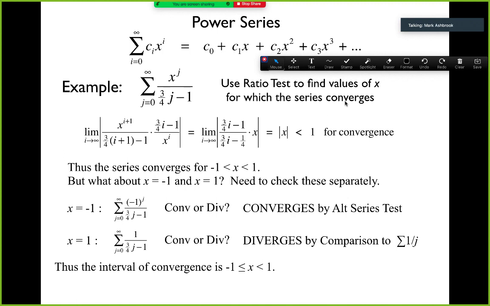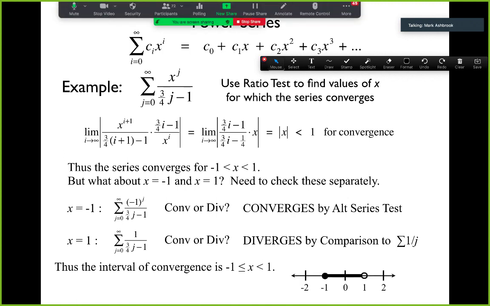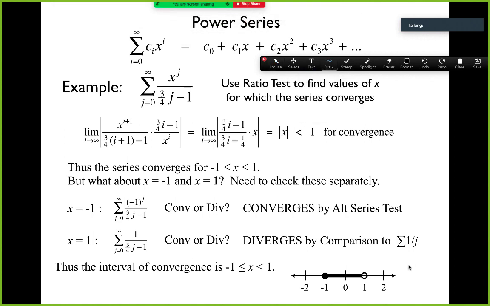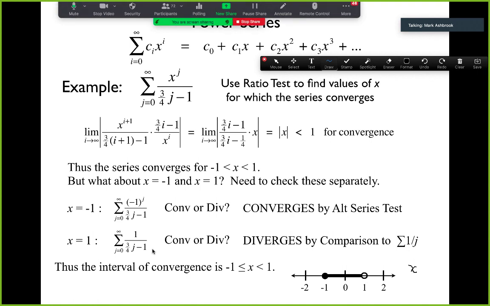Okay, so we can graph that interval, and it will look like this. So on a number line, so here's the x values. So between negative 1 and 1, we have convergence of this power series. At negative 1, it does converge, but then when you actually get to 1, it diverges, because it ends up being like the harmonic series.